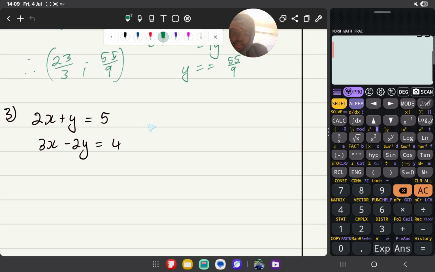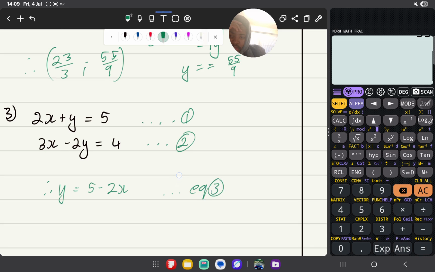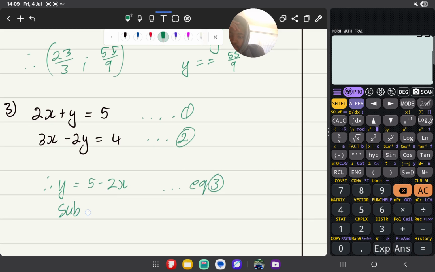So this one, equation 1, equation 2, I want to eliminate, so maybe I can, no, I want to substitute, so I can just say y equals 5 minus 2x, that is equation 3. So then sub equation 3 into equation 2.